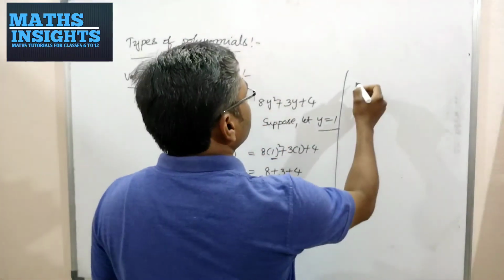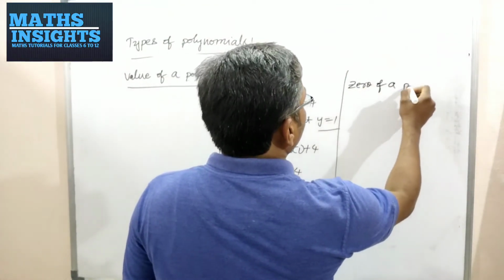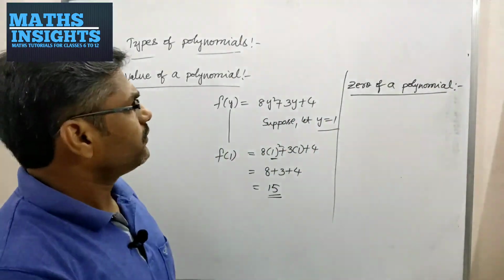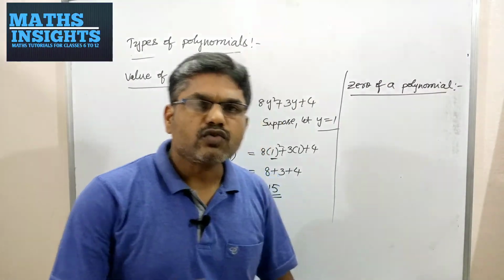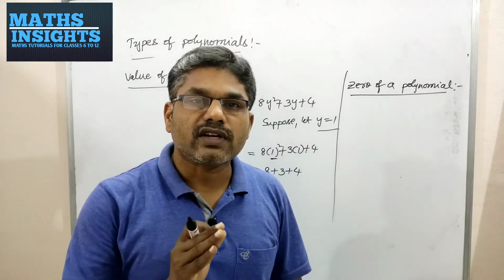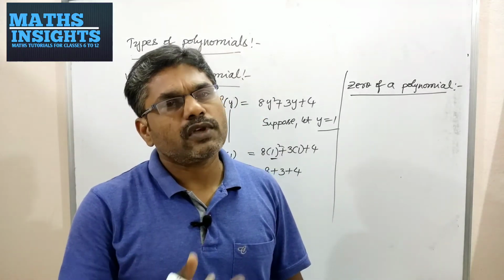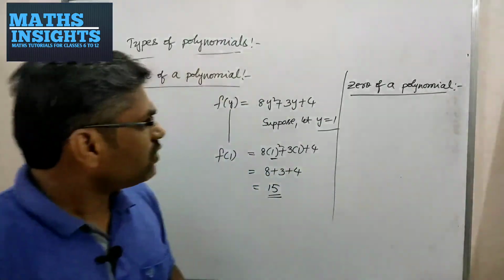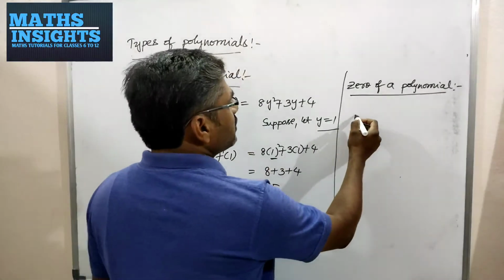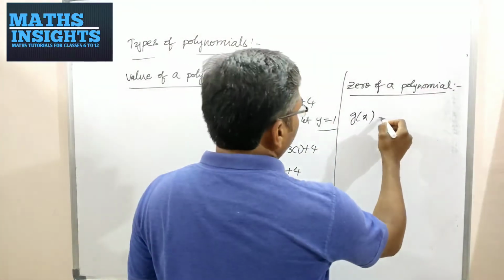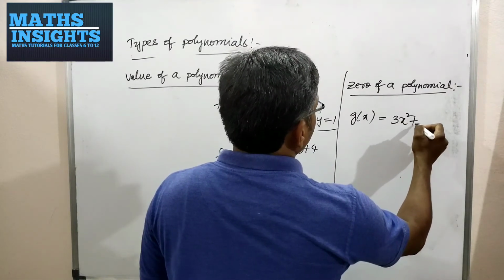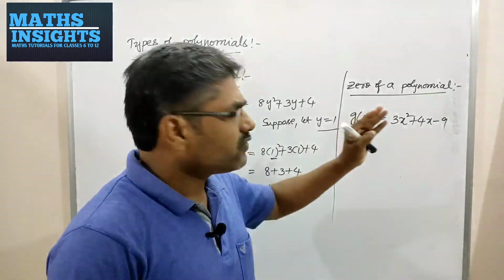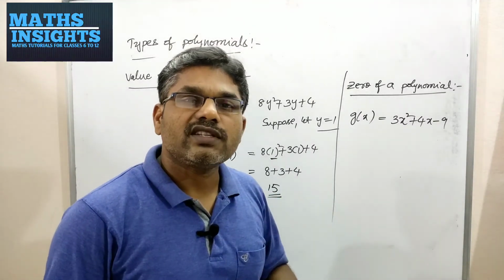Next and foremost important thing, zero of a polynomial. Very important, and students are confused about how to find the zero of a polynomial, and also how to understand that zero polynomial is different from zero of a polynomial. Zero polynomial we discussed earlier, and zero of a polynomial is different. Zero of a polynomial is very simple. I am taking another example. Let its name be g of x, and I am taking 3x square plus 4x minus 9. This is a polynomial, and I want to find the zero of the polynomial. Before finding it, you have to know what is meant by zero of a polynomial.